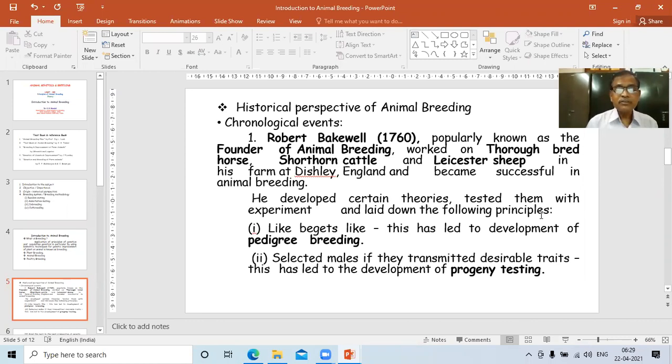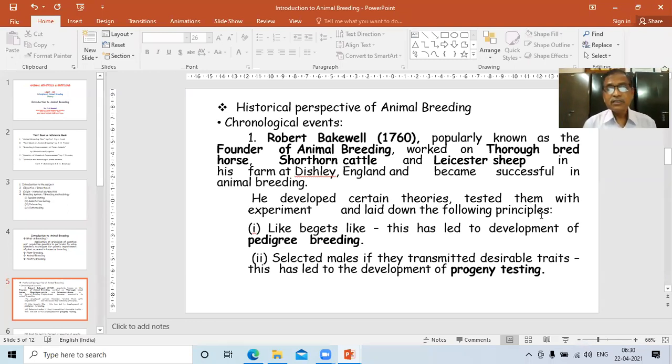He worked on thoroughbred horse, shorthorn cattle, and Leicester sheep. These are breeds: thoroughbred is a horse breed, shorthorn is a big breed of cattle, and Leicester is a sheep breed. He had a big farm with different animal farms, that is a horse farm, a cattle farm, and a sheep farm. His farm was at Dishley in England, and he became a successful animal breeder.